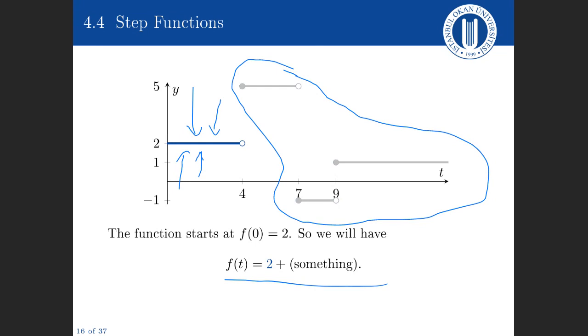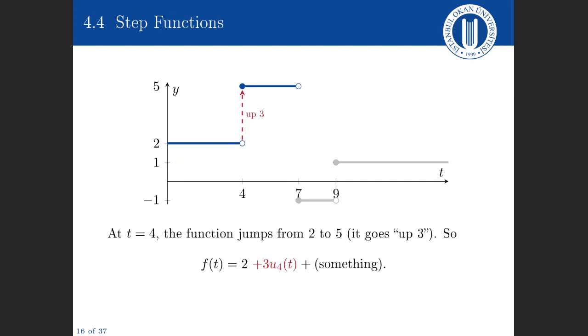Now let's move on to looking at the second part of the function. What happens when we get to 4? When we get to 4, the function goes up. It goes up from 2 to 5, it goes up 3. So we're going to have plus 3, and to show that this happens at 4, we have u4 here. So far, we know that our function is going to be 2 plus 3u4 because it jumps up at 4, and then plus something to describe what happens later.